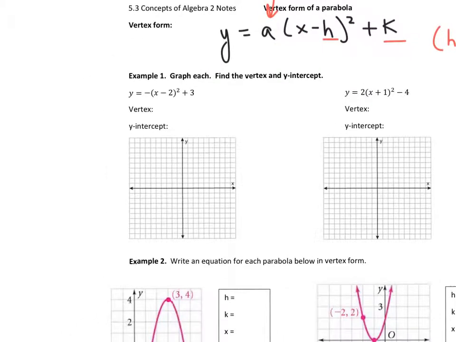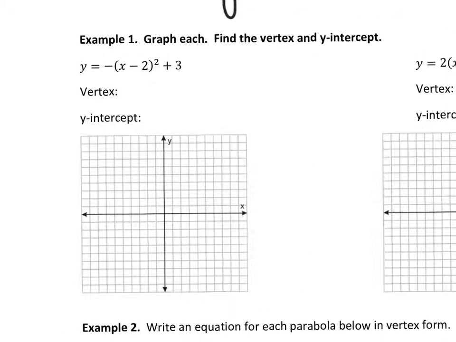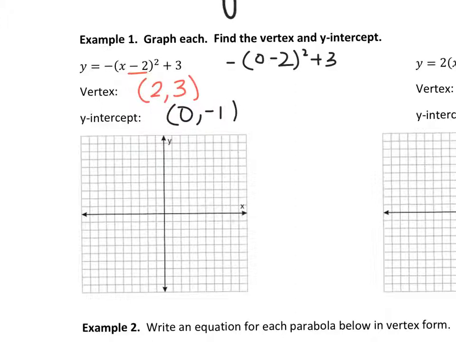So example 1, find the vertex and the y-intercept. So using vertex form, it's x minus h. So your vertex is going to be at (2, 3). So the x is opposite and the y stays the same. Now, to find any y-intercept, what you want to do is plug in 0 for x. So you can go ahead and do this on your calculator. 0 minus 2 squared plus 3. Okay, so you can use order of operations, and I get -1. So the y-intercept is (0, -1), because it's going to be -4 plus 3.